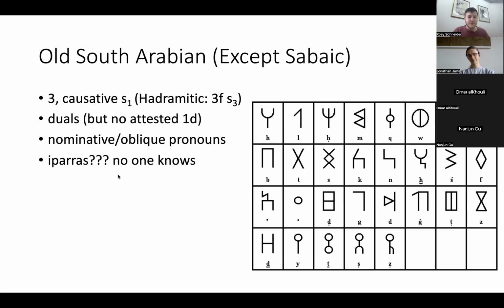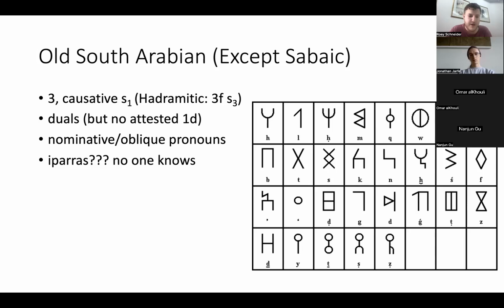So just a little bit of general features of these languages. They all have duals, but we don't know about any first-person duals like the ones we talked about in Ugaritic and Eblaite or modern South Arabian. But it could be that we just don't know because they use a strictly consonantal script. So it could be that this was expressed only in the vowels.